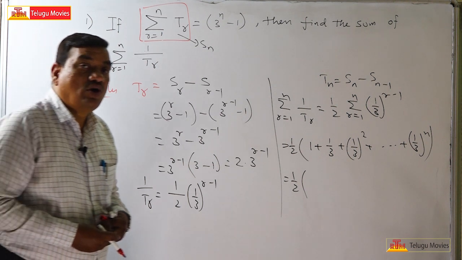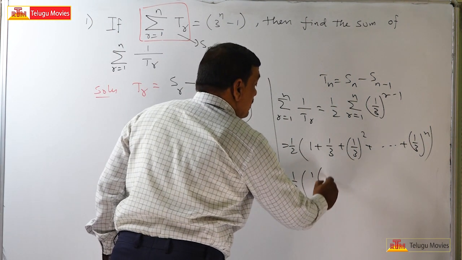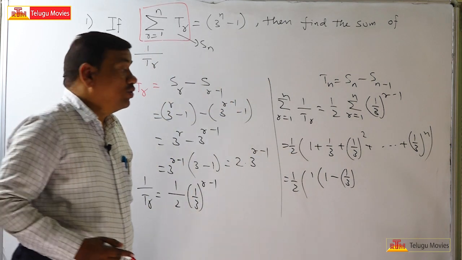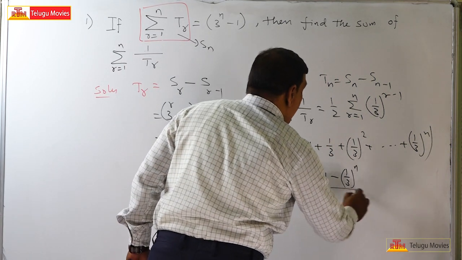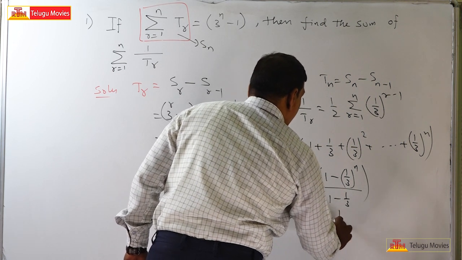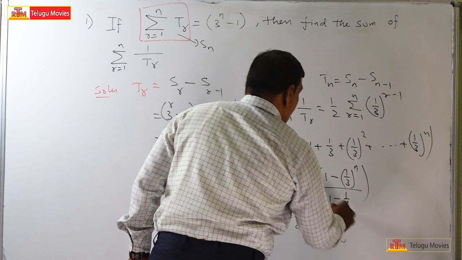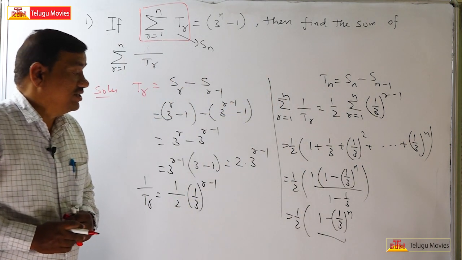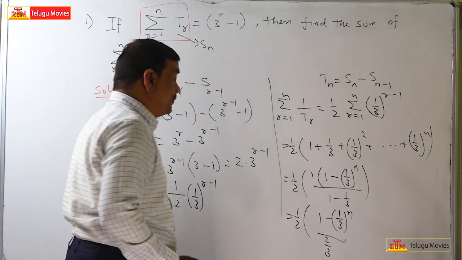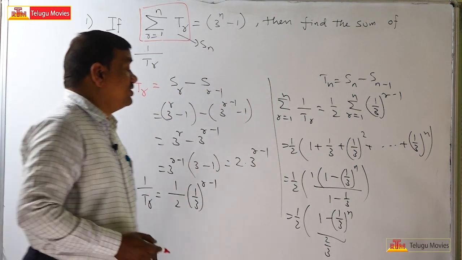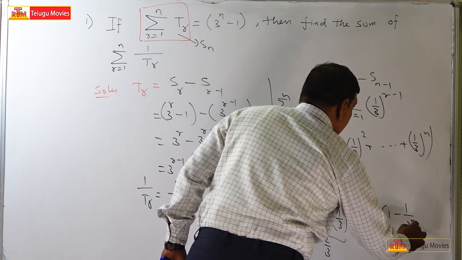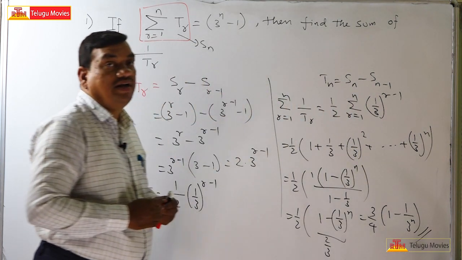Sum to n terms of the geometric progression is a into 1 minus r to the power of n by 1 minus r, where a is 1. So this is 1 by 2 into 1 minus 1 by 3 whole power n by 1 minus 1 by 3. So that is equal to 2 by 3. So this is 1 by 2 into 3 by 2. So this is equal to 3 by 4 into 1 minus 1 by 3 power n. This will be your final answer.